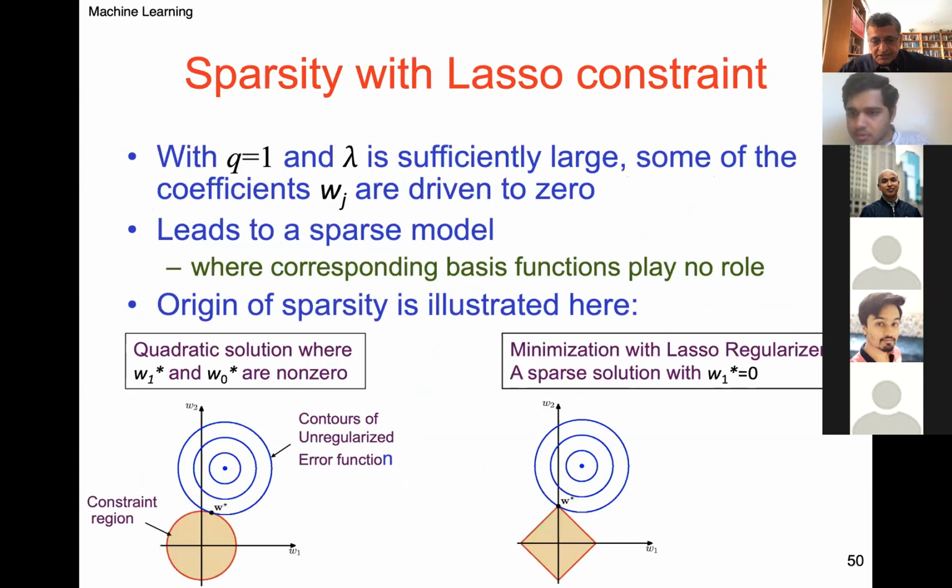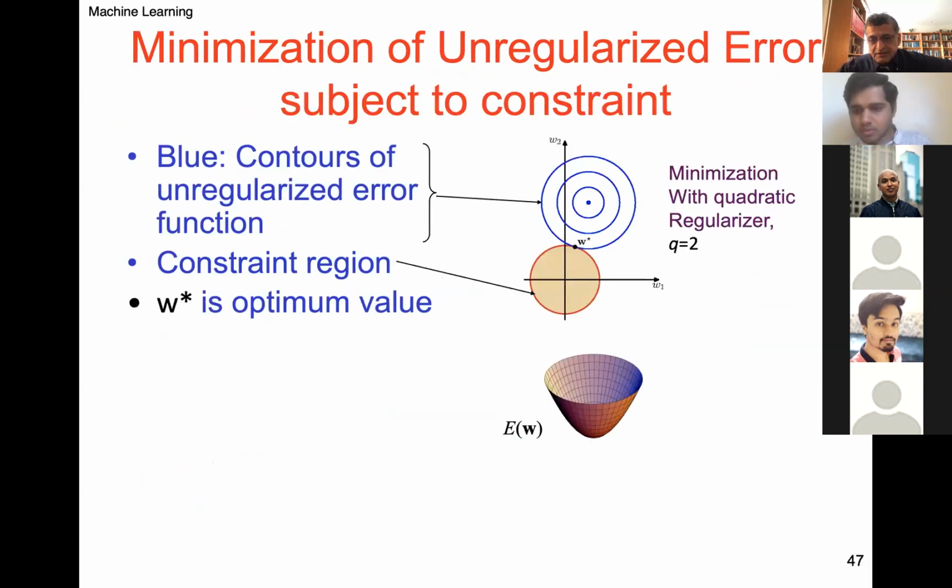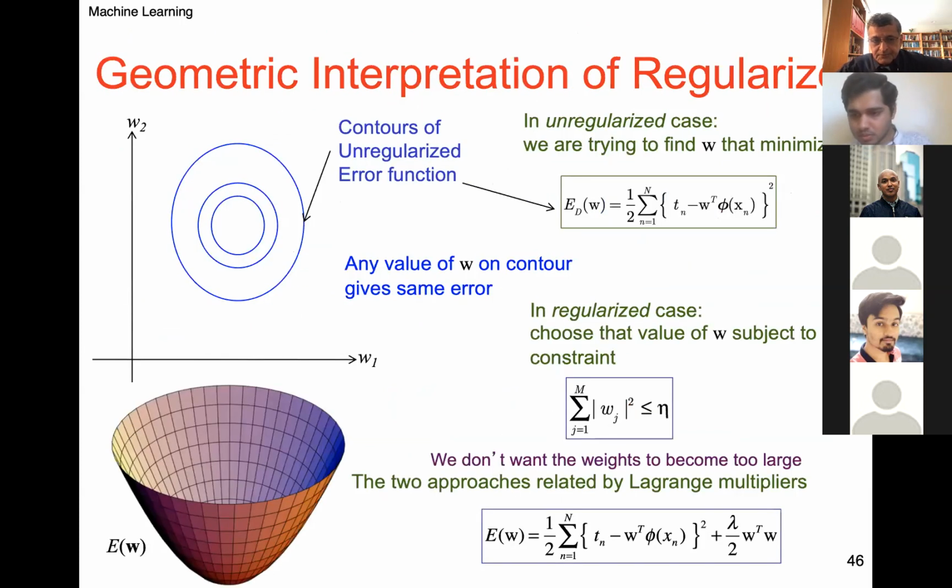Let's go to the slide you're talking about. Are you referring to one of these slides? Yeah, can you go back one slide maybe? This one. Yeah, 46 or 45. All right. In the regularized case, choose that value W subject to the constraint. Yeah, that part. You're asking why shouldn't this W become larger? Yeah, like why is the sum less than a learning rate? I think the learning rates are small. Oh, this very equation here. Yes, correct.